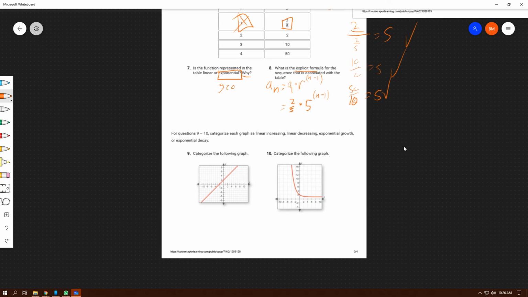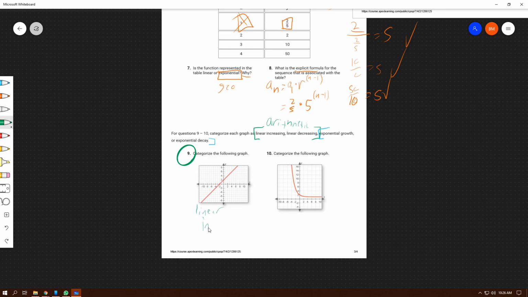All right, so now we need to know what linear. I'm going to cover this a little bit. So we have linear increasing, linear decreasing, and then we have exponential growth and exponential decay. Okay, so linear increasing and linear decreasing are arithmetic sequences. So anytime you have linear or anytime you have arithmetic, it's going to be a straight line, which would be number 9, linear increasing.